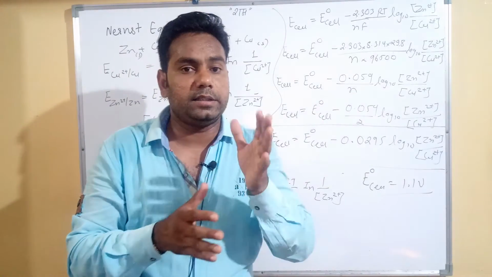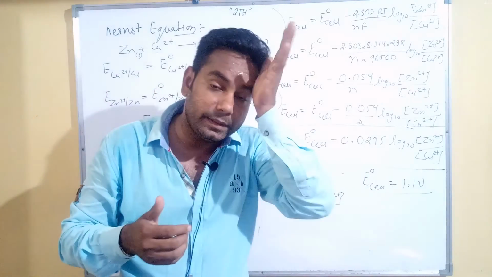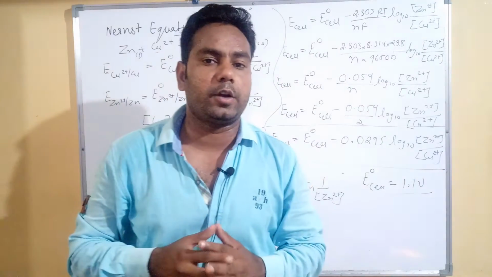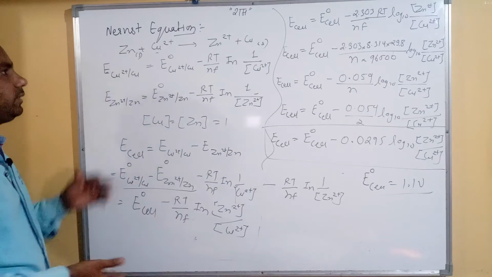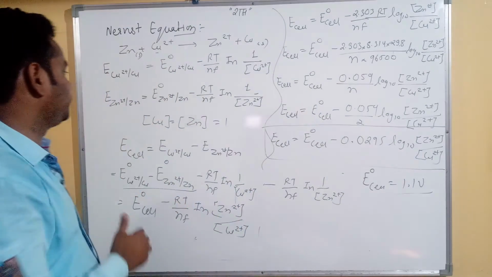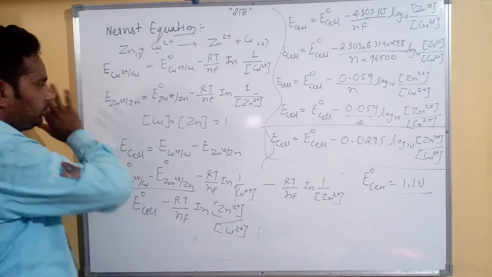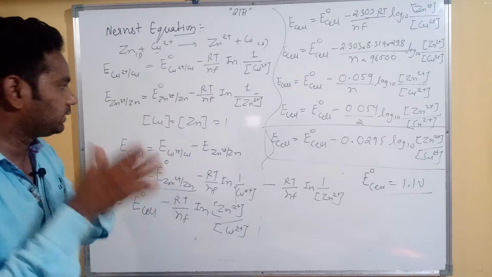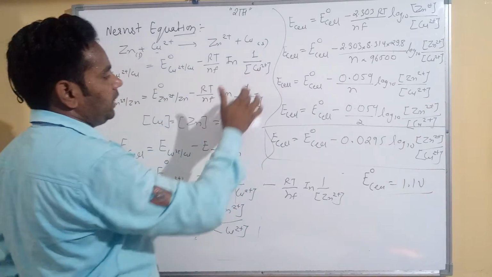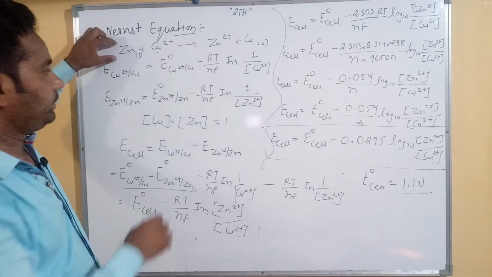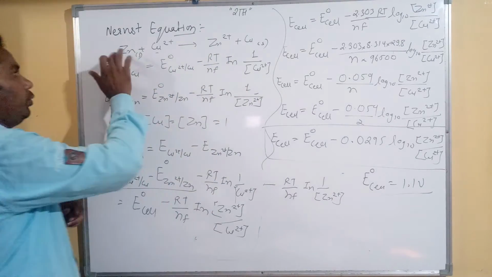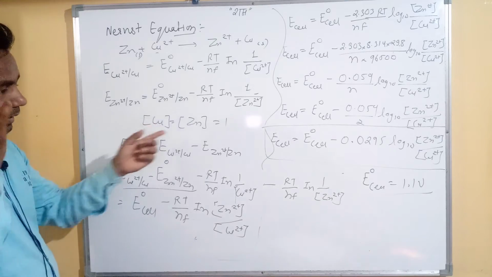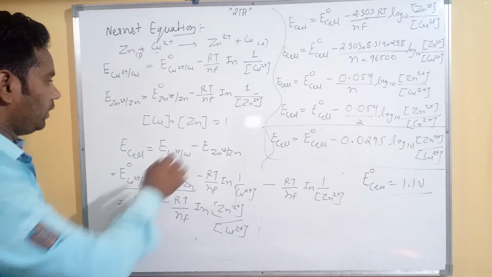Then again, zinc is an anode and it is converted into zinc 2+ ion. It means it is an oxidation reaction, but we know that the Nernst equation is written only for the reduction reaction. So we convert the zinc oxidation reaction to a reduction reaction and write the Nernst equation for zinc. E Zn2+/Zn is equal to E0 Zn2+/Zn minus RT upon nF ln 1 upon Zn2+, because Zn concentration is constant. So we put Zn equal to 1 for solid state materials. Okay, then I also mention here Zn and Cu we put 1.